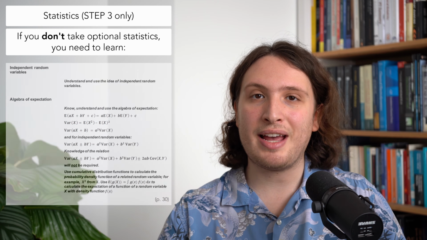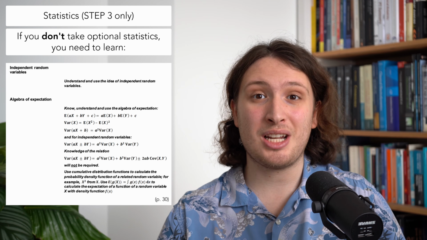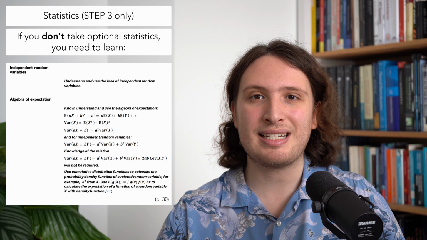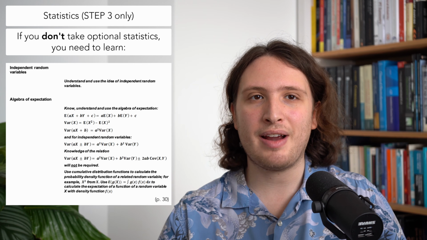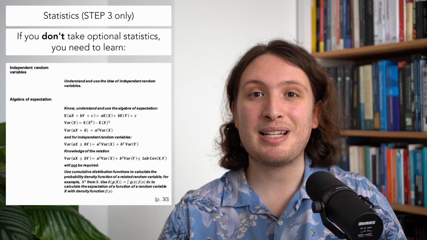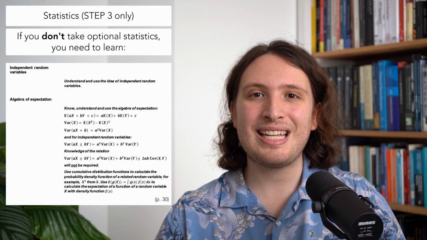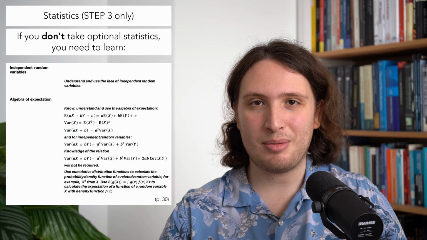There are further knowledge gaps that you'll need to plug for step 3, in particular the algebra of expectation and variance, the expectation of a function of a random variable, so the expectation of g of x for some function g and random variable x, and also the idea that for continuous random variables, you can use the CDF to work out the PDF of a related random variable.